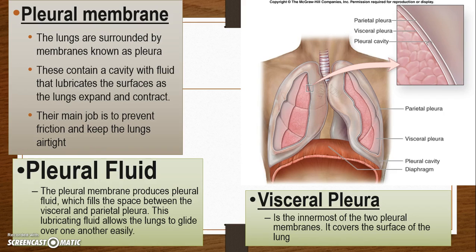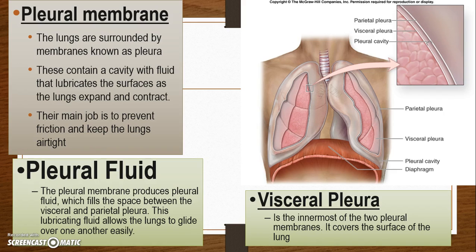So we've got the pleural membrane and visceral pleura. Now these play a really, really important role. What they do, they contain pleural fluid, and their main job is to prevent the lungs from getting any friction and keep the lungs airtight. So the pleural membrane here keeps the lungs airtight, which is really important. When you're breathing in, you don't want any air getting out of your lungs.